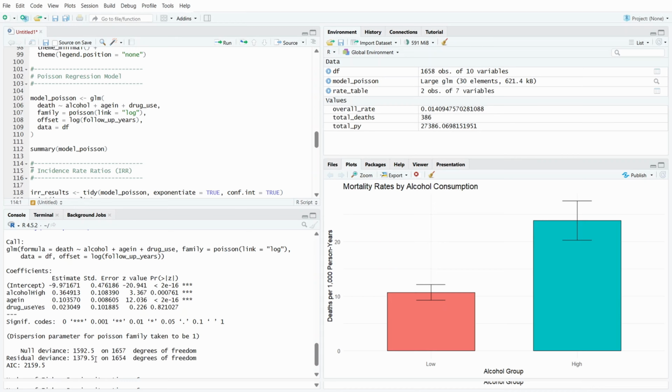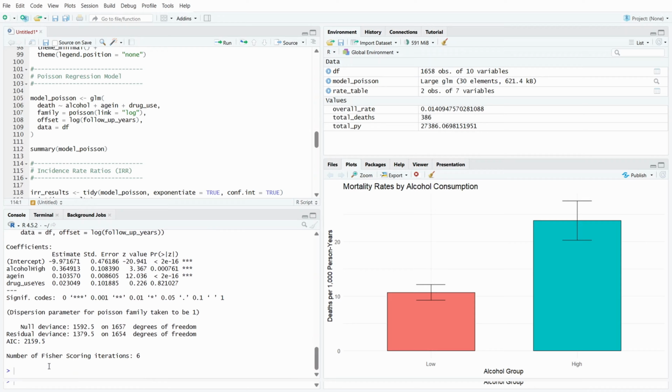That tells us the predictors collectively improve the model compared to having no predictors, though there's still unexplained variability. The AIC is 2,159.5, which is mainly useful for comparing this model to others. And finally, the dispersion parameter is 1, which is what we expect under a standard Poisson model. So there's no immediate indication of overdispersion from this summary alone.